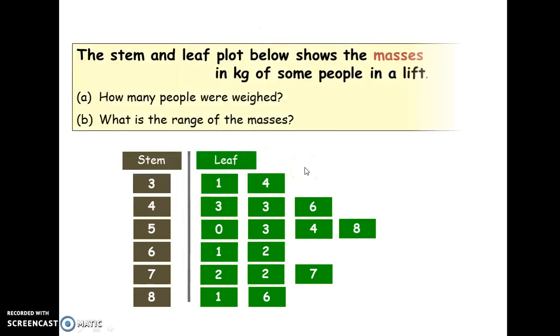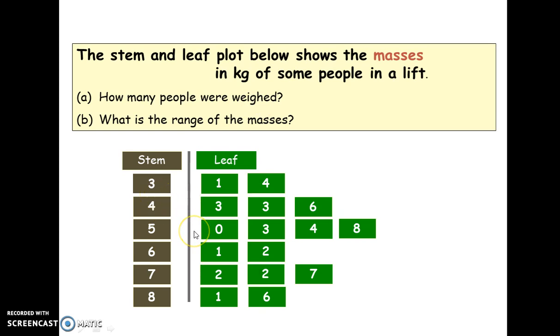All right, let's look at another example. So here's another stem and leaf plot. This stem and leaf plot below shows the masses in kilograms of some people in a lift. A lift is a fancy British way of saying elevator. All right, so these are the masses or weights of people in an elevator. Two questions. Number one, how many people were weighed? So if you look at this, how many people were weighed?